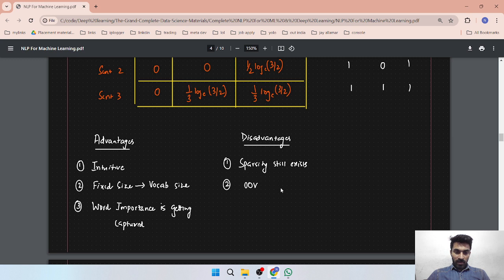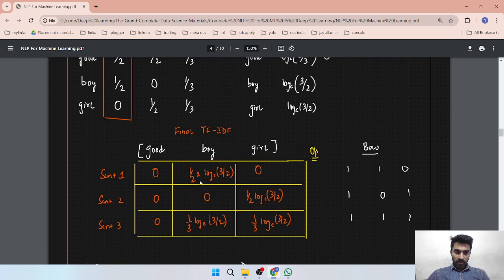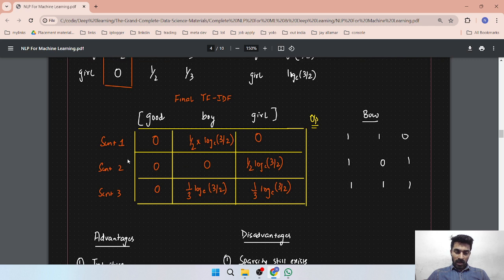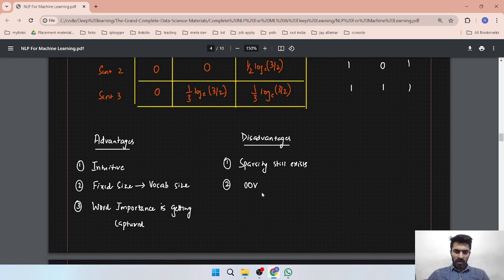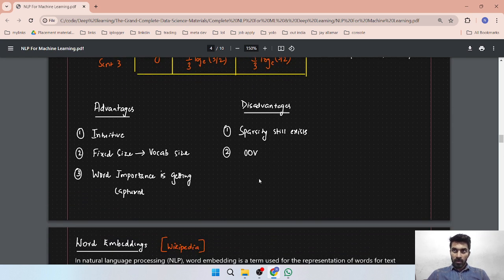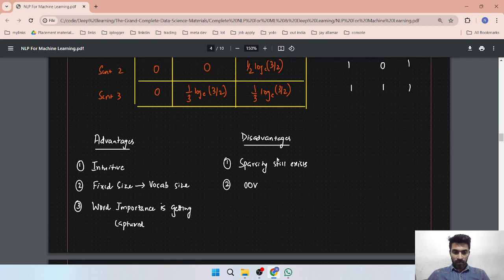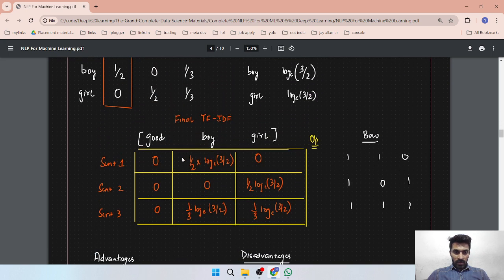And out-of-vocabulary also exists. Suppose a word is not present at the time of training and it comes in the testing, then out-of-vocabulary exists. So now we have two disadvantages: sparsity and out-of-vocabulary. These were solved by embedding, or we can say word embedding, or basically Word2Vec. Word2Vec is also known as embeddings.